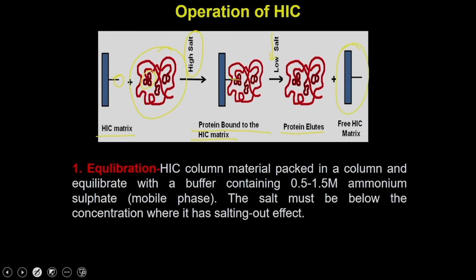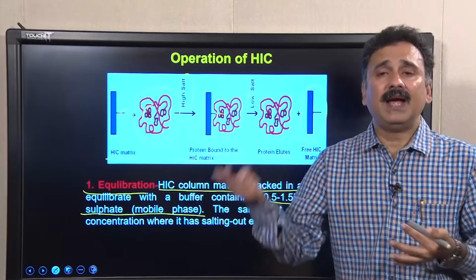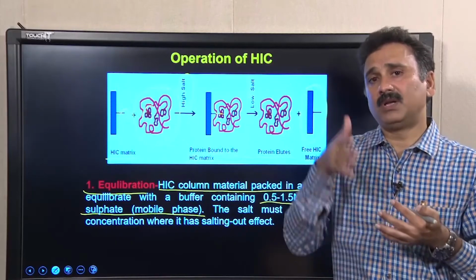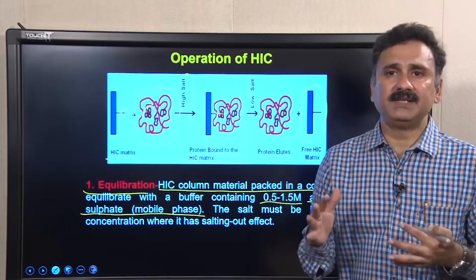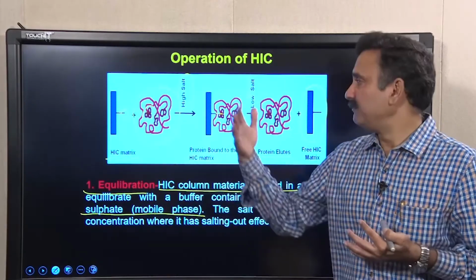Again, you have multiple steps to perform the HIC columns. First step is the equilibration. In the equilibration, you take the HIC column and equilibrate with a buffer containing 0.5 to 1.5 molar ammonium sulphate. Ammonium sulphate is being used as a salt so that it is going to do the salting-out effect on the proteins, and on the other hand it is also going to provide a suitable environment so that the protein is going to expose the hydrophobic patches, and that is how it is going to bind to the matrix.